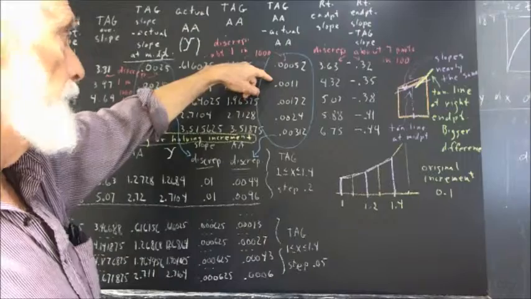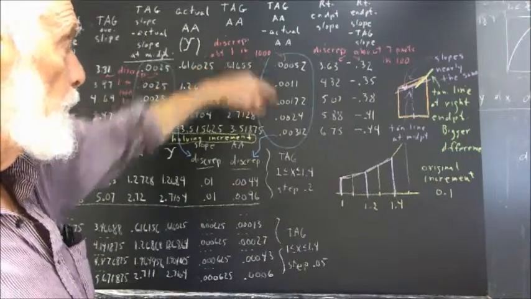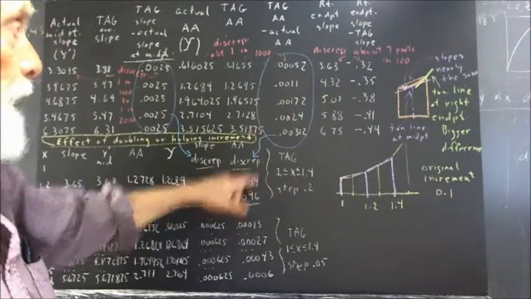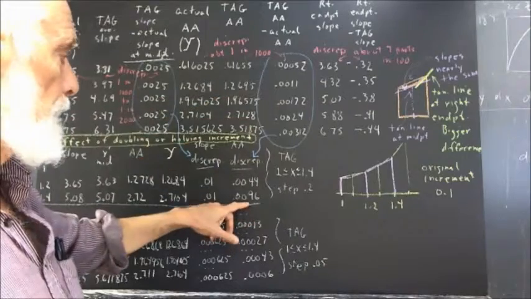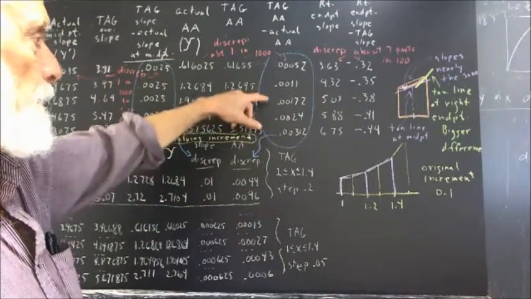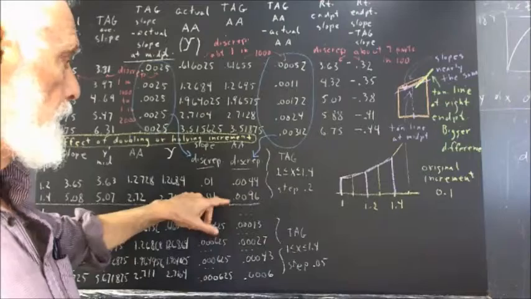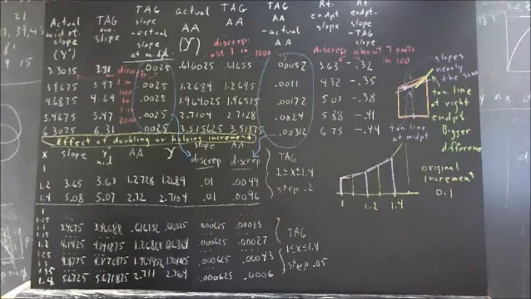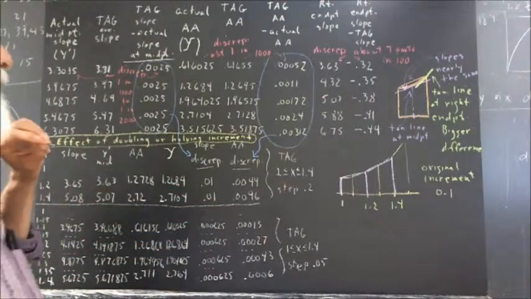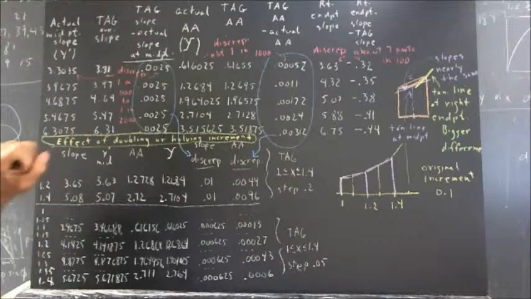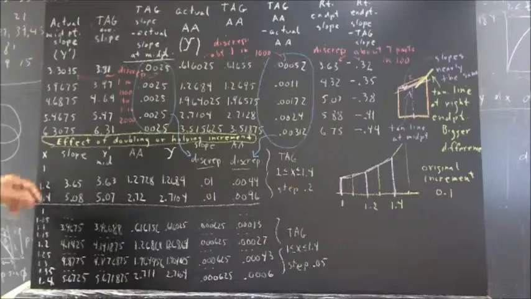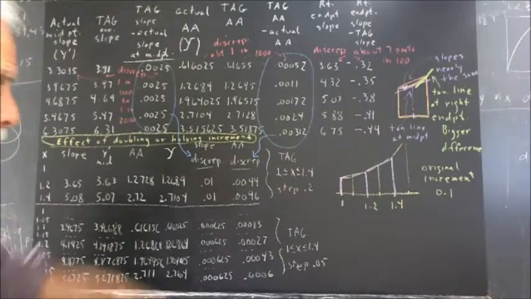And well, it might be more appropriate to compare it with this one, where it's about 4 times as great. But then here we have between like 4 and 6 times as great a discrepancy. So the discrepancies get much larger. Might be expected by doubling the increment, you would double the discrepancies.